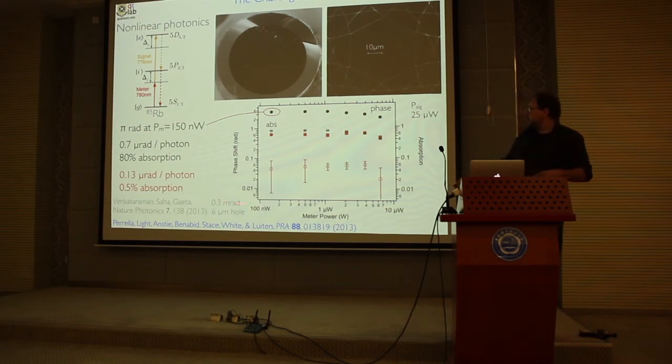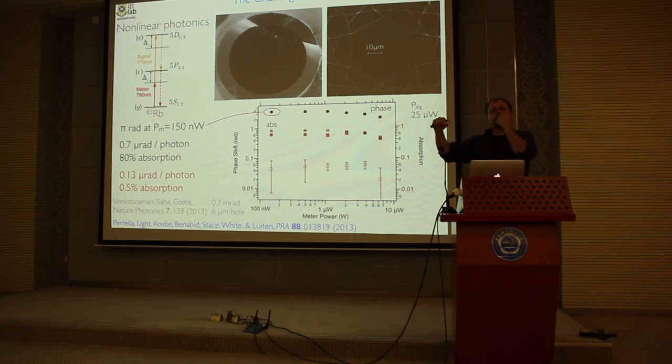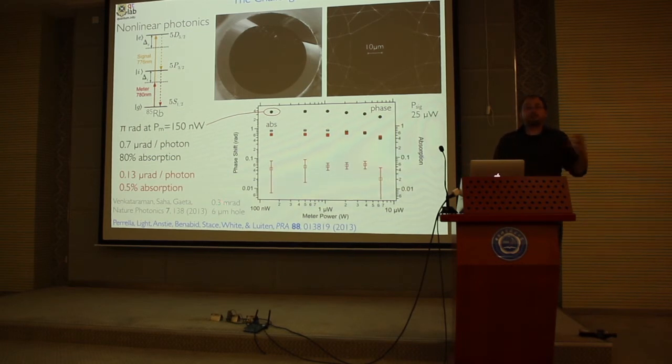Alexander Gaeta's group got 0.3 milliradians by making a much smaller hole, but it would clog up after an hour, and then they'd have to pump on it for 23 hours to pump it out. And then Arno Rauschenbeutel, last year in Nature Photonics, got that up to pi radians per pulse. So that's very encouraging. The problem is, of course, these gas systems are not very robust.